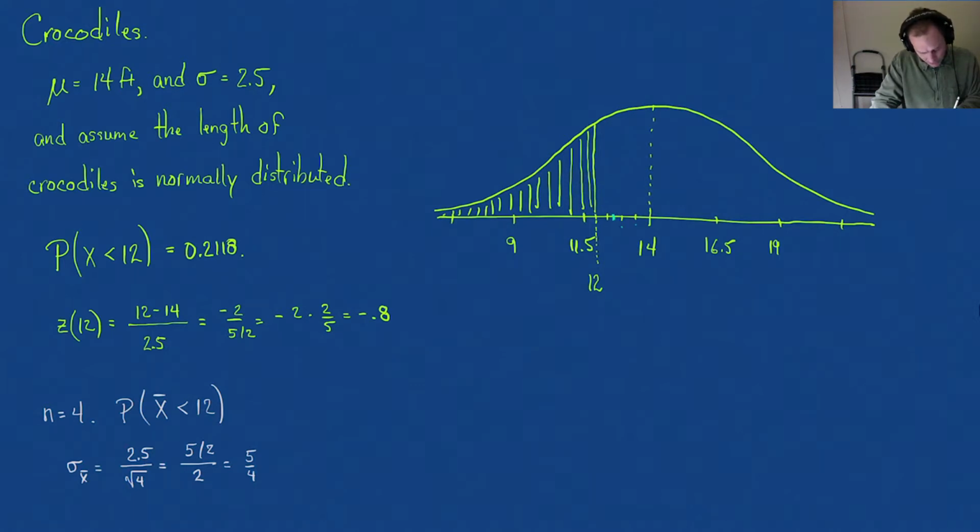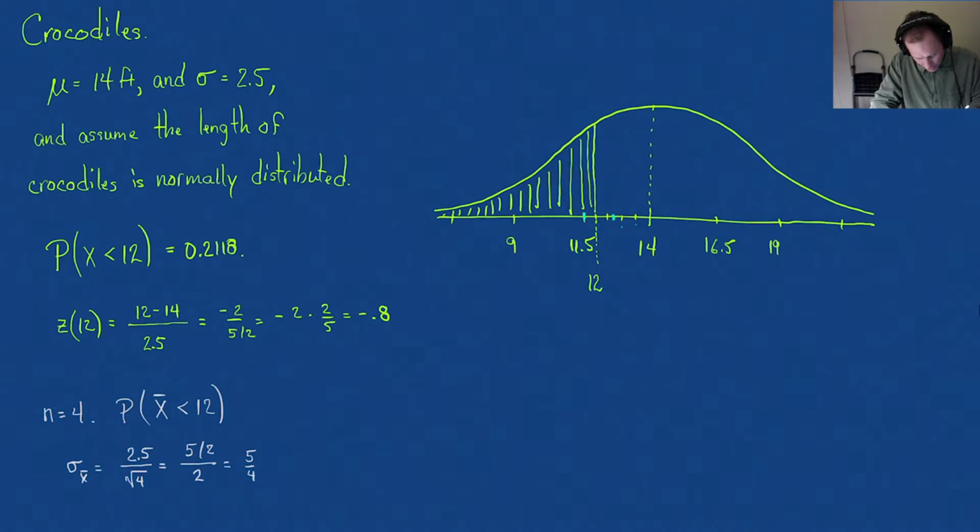So in other words, 2 standard deviations would be halves. Oh, goodness, 5 fourths. So 2 standard deviations is going to be 10 fourths, which is 2.5. So look at that. That puts me exactly right here. 11.5 now is 2 standard deviations.